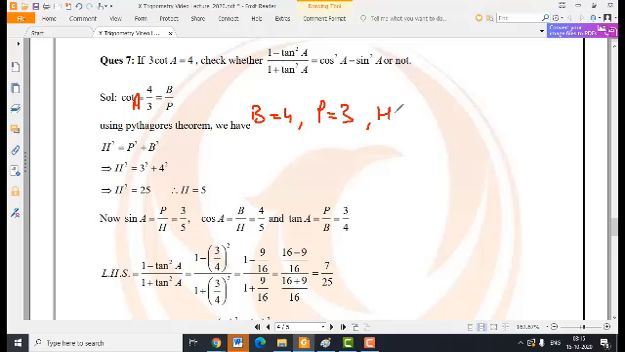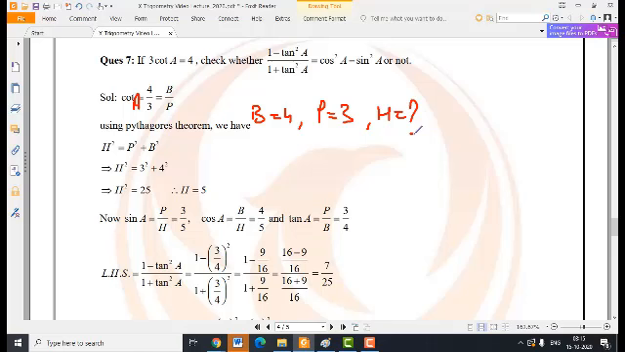What is not known to us? Hypotenuse is not known to us. And how do we find out hypotenuse? Using Pythagoras theorem. So use Pythagoras theorem to find the value of h, and that will turn out to be 5 units. You can easily calculate this thing. What I need in the given expression, I need to use sin A, I need to use cos A, I need to use tan of A. So let us find their values one by one.